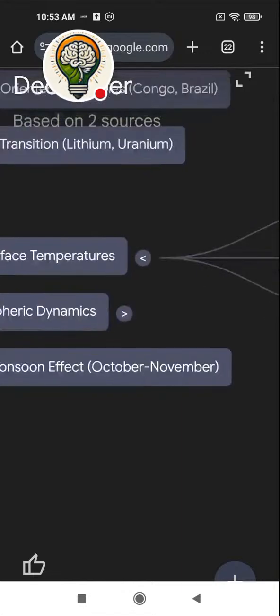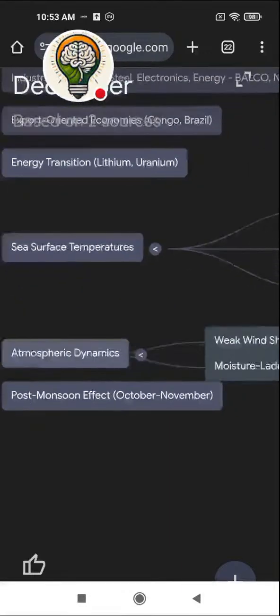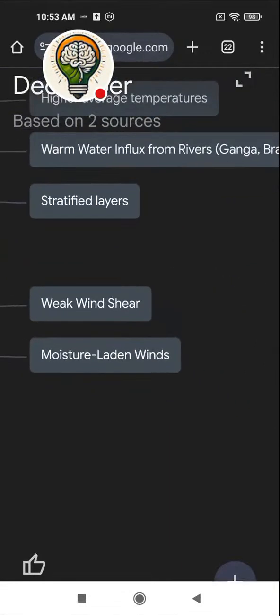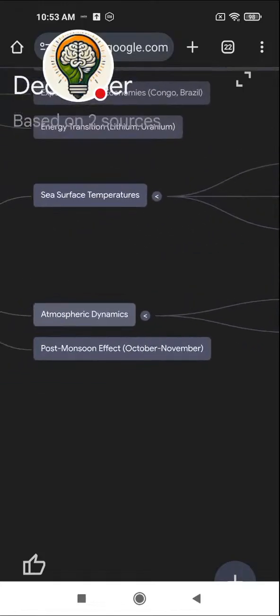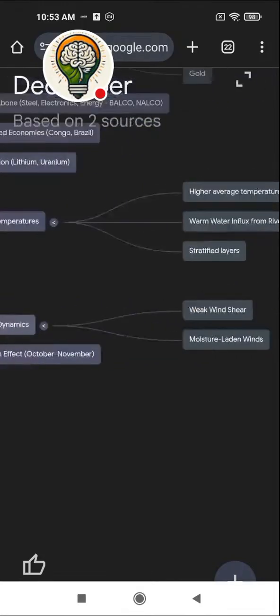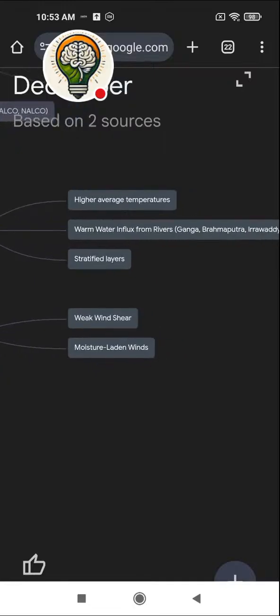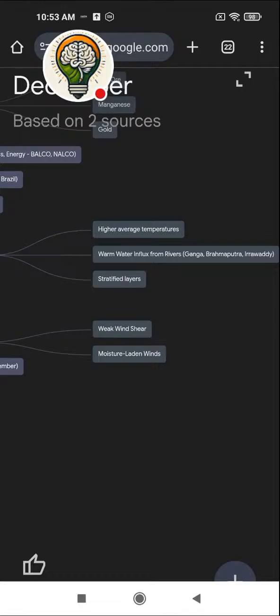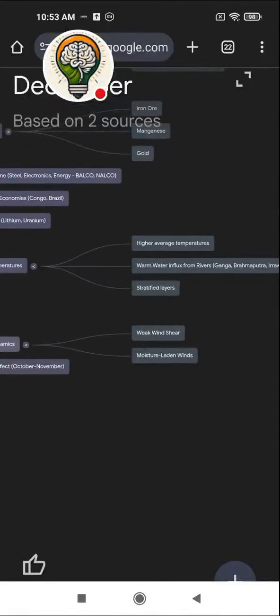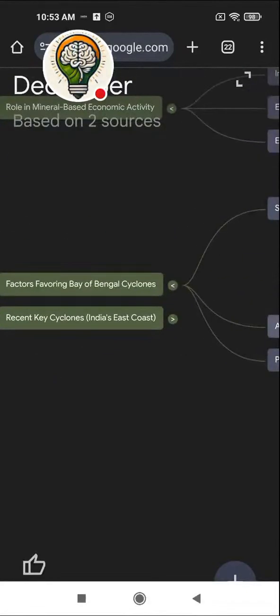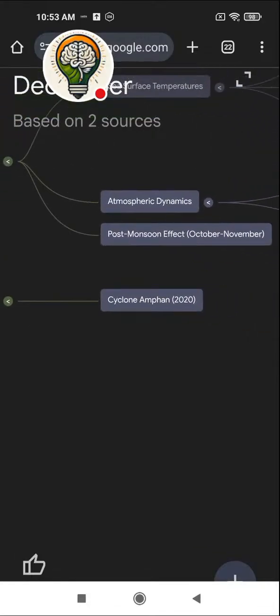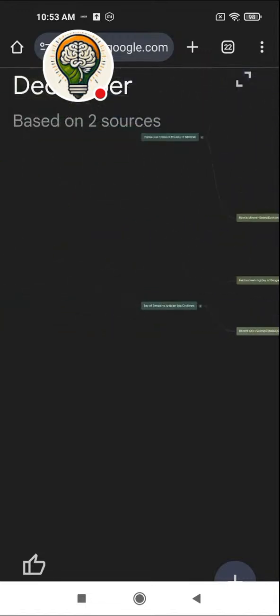Then the atmospheric dynamics. So the weak wind shear and moisture-laden wind. Then the post-monsoon effect in October and November. So it has the warm influx of river and stratified layer and weak wind shear and moisture-laden wind. Then the recent super cyclone, east coast. So the cyclone Amphan in 2020.